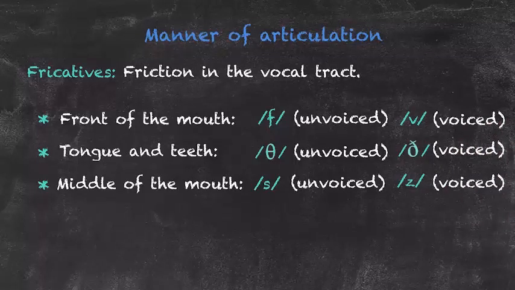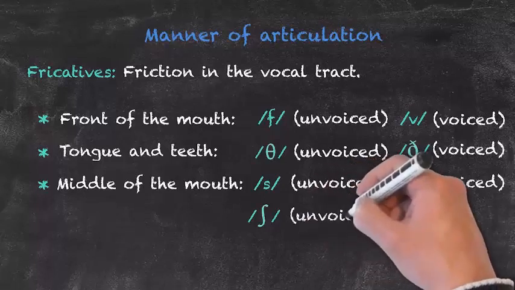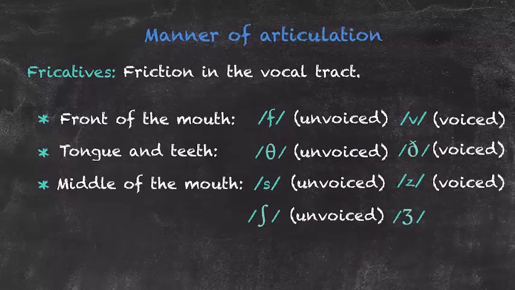Our second set of sounds within this part of our vocal tract are sh and zh. Again, very similar sounds, same place, same manner of articulation. The only difference is that one is voiced while the other is not. Let's look at the unvoiced, sh, and the voiced, zh.